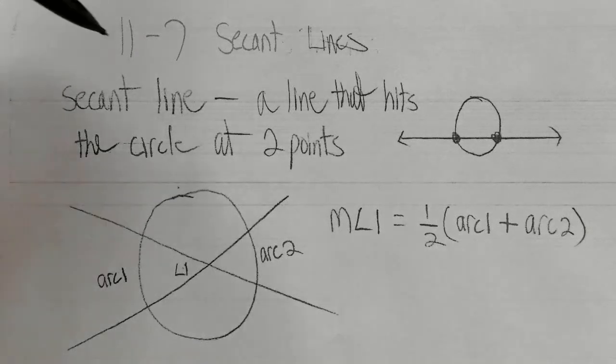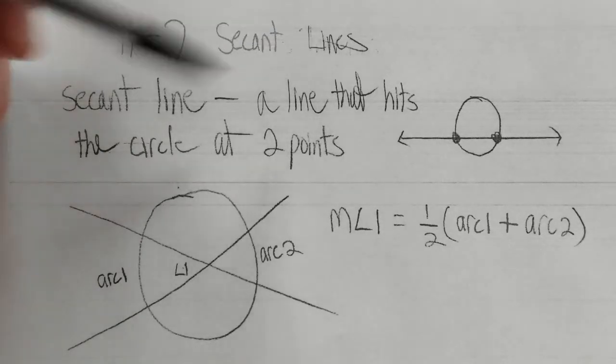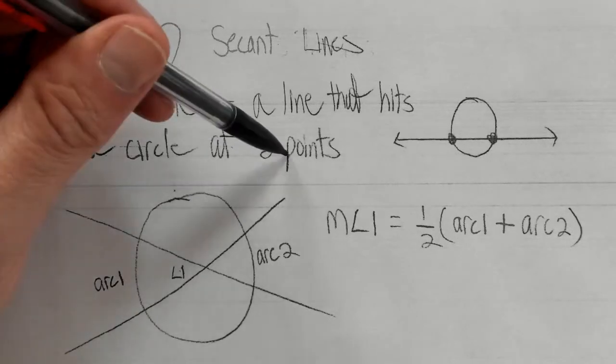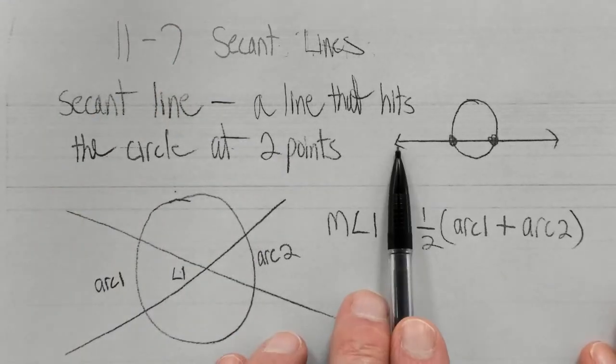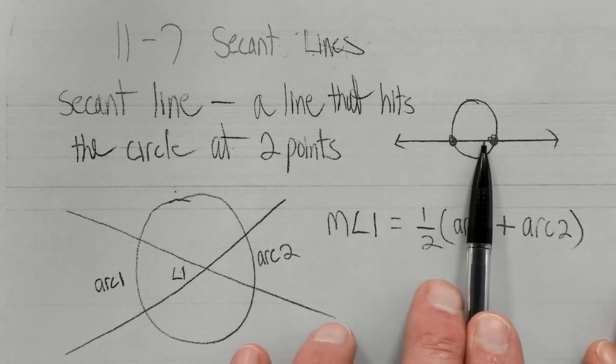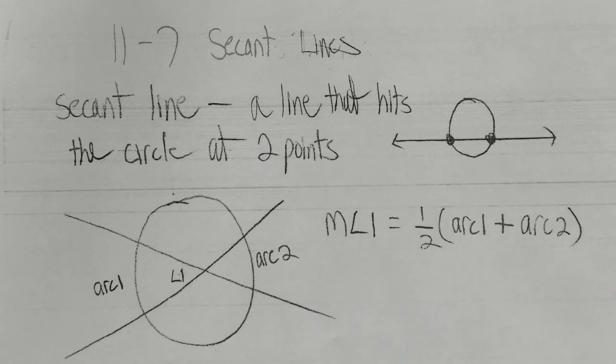Hey guys, in this section 11-7, the topic is secant lines, and so let's define it. A secant line is a line that hits the circle at 2 points. So if a line comes through and it hits a point and enters inside the circle, then hits another point when it exits the circle, that is a secant line. So remember, last time, a tangent hits the circle at 1 point, a secant line hits the circle at 2 points.